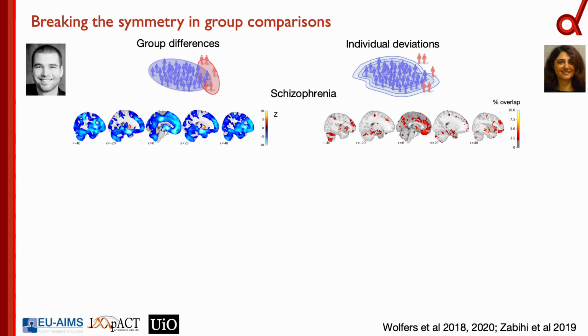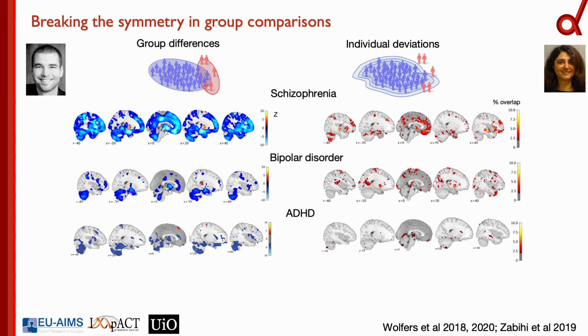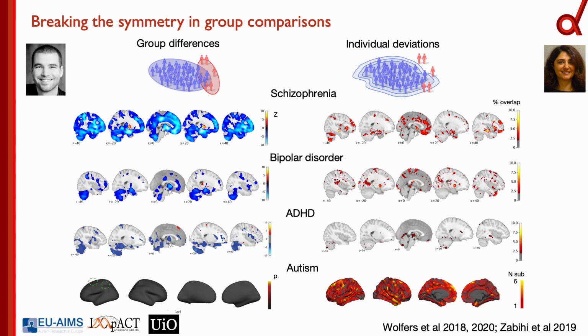So in, for example, schizophrenia, bipolar disorder, ADHD, and autism, we see either substantial group differences in the case of schizophrenia, or very few in the case of autism, and something in between for the other disorders. And on the right hand side, I'm showing you the overlap at the voxel level for the number of individuals that have an extreme deviation in this particular region, and it's thresholded at 2% here, and this is effectively the number of subjects having extreme deviations. And you can see that that gives you complementary information.